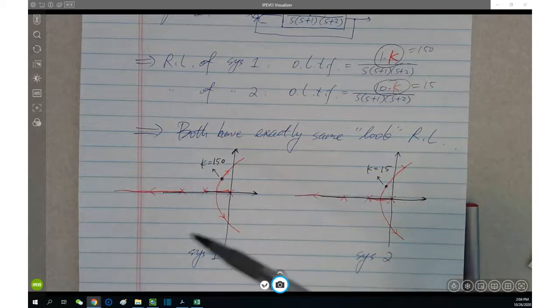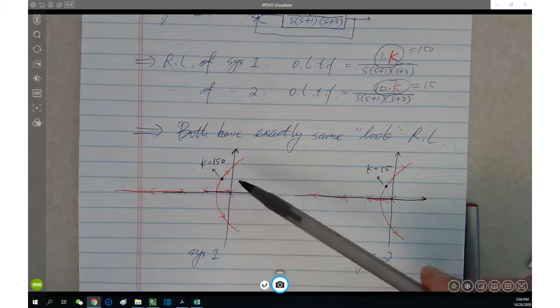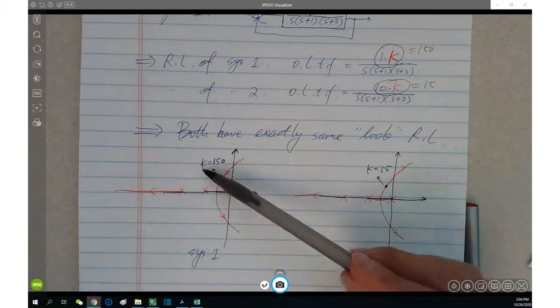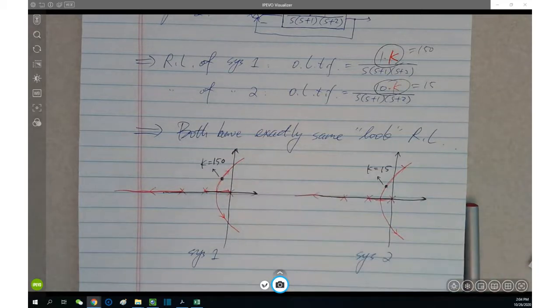So you're stretching, extending your locus, your path, by the same amount, the same level. However, you're using a different amount of K value because of the different gain K here.